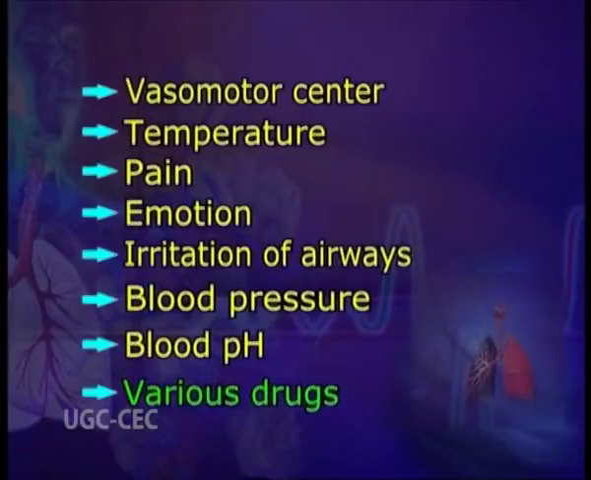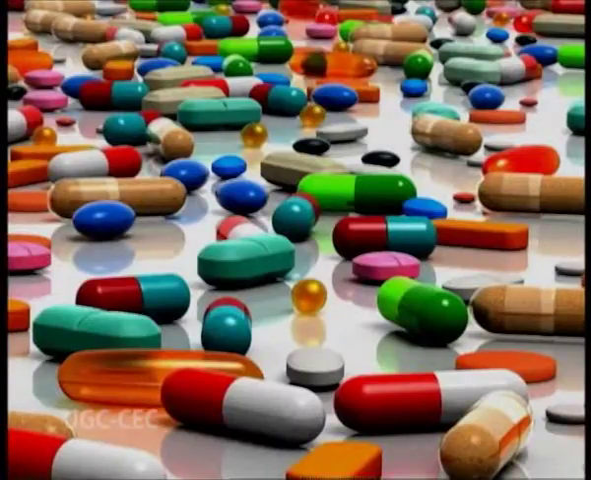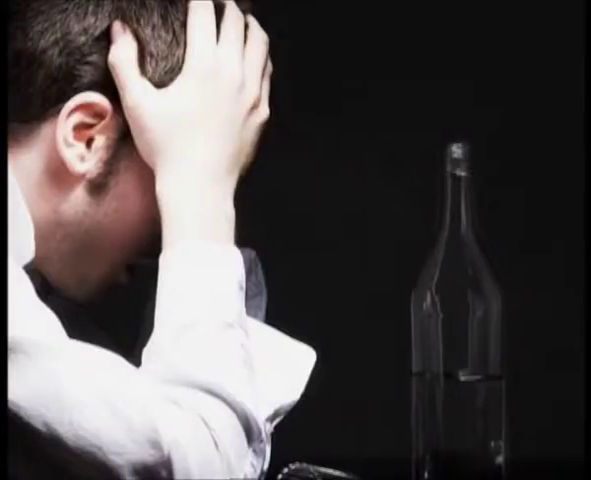Blood pH. Sensors called the aortic and carotid bodies detect changes in blood pH. The lungs and kidneys collaboratively control blood pH. An abnormally low blood pH increases the respiratory rate. Rapid breathing releases increased amounts of carbon dioxide, a major determinant of blood pH. Various drugs. Certain drugs such as narcotic pain relievers and sedatives and the illicit drug heroin can depress the activity of the respiratory rhythmicity center in the brain stem. High levels of alcohol have the same effect.